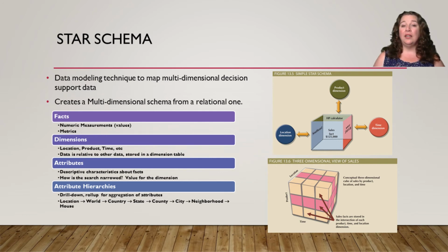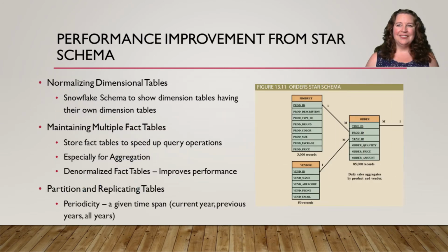This is why a regular relational database is not always used for data warehousing, because the purpose of data warehousing is to be able to aggregate based on these dimensions, based on these attributes, and you can't do that with a regular normalized table.